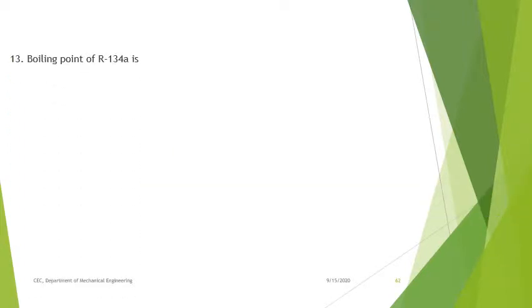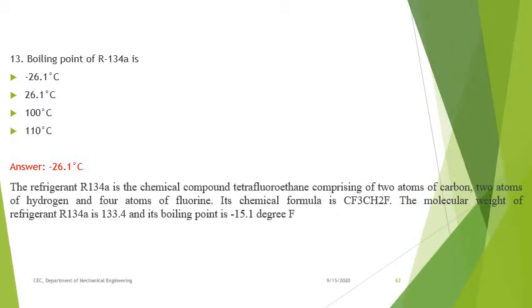The boiling point of R134a is: minus 26.1 degrees centigrade, 26.1 degrees centigrade, 100 degrees centigrade, or 110 degrees centigrade. The answer for this one is minus 26.1 degrees centigrade.